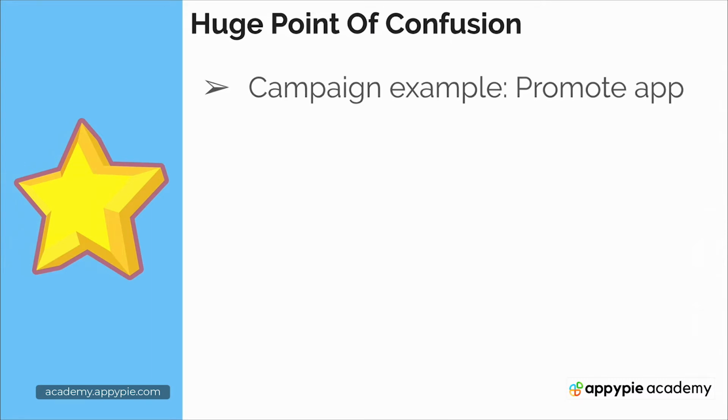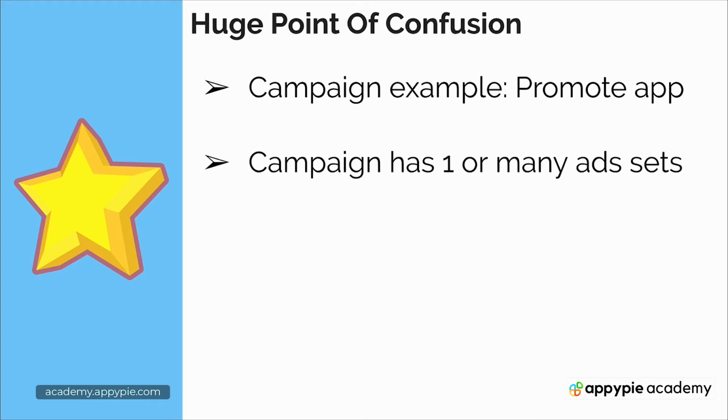So the way ads are broken down is, for any goal that you want, you have one campaign. So for example, to promote my mobile app, just one campaign, mobile app promotion. And under this campaign, you're going to have one or more ad sets.